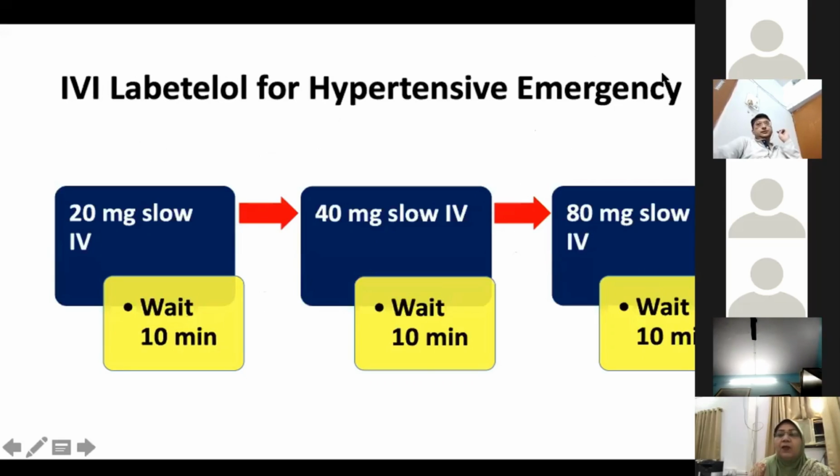Okay. So this is what I'm repeating again. 20 milligrams slow IV over 2 minutes, wait for 10 minutes, 40, wait 10 minutes, again 80, wait for 10. Okay. So this is how you will give it.